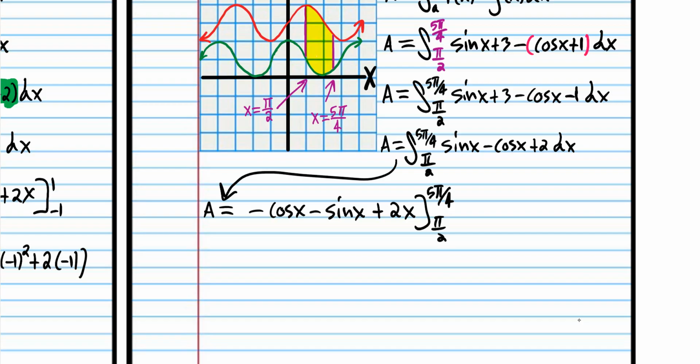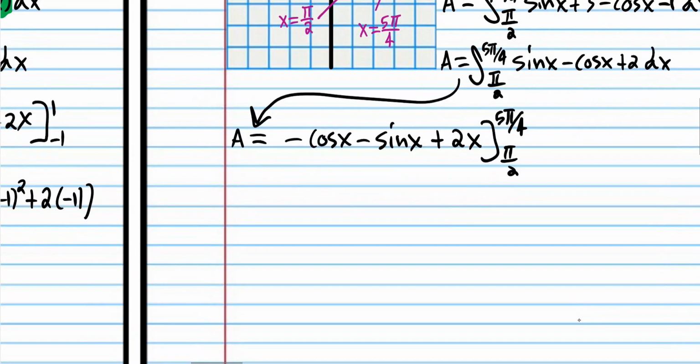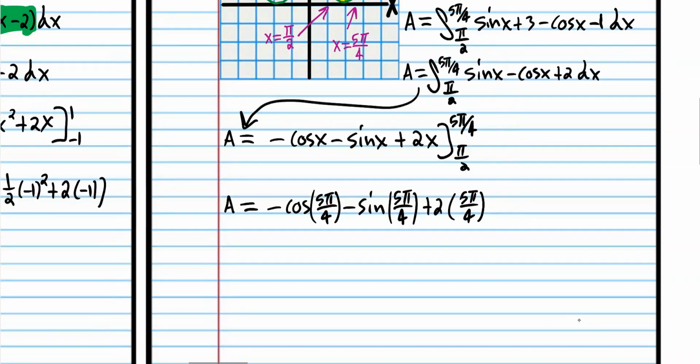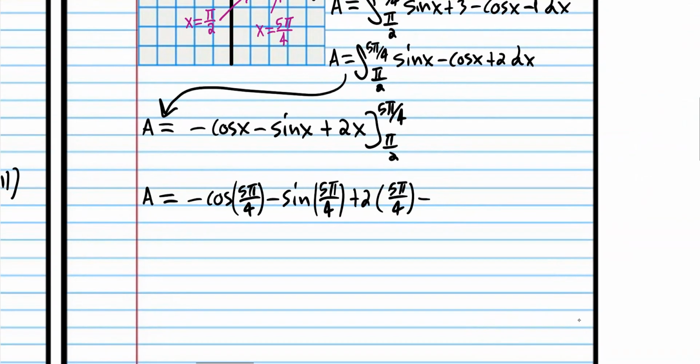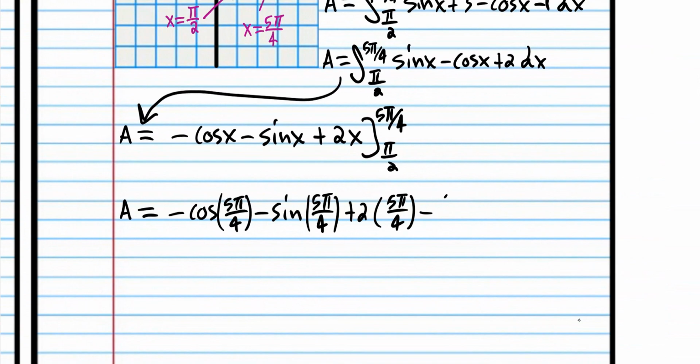Okay, so let's double check this. Everything looks right. So now we're going to plug in 5 pi over 4 to our expression. And then we're going to plug in pi over 2 to the same expression and subtract that whole thing from what we wrote.